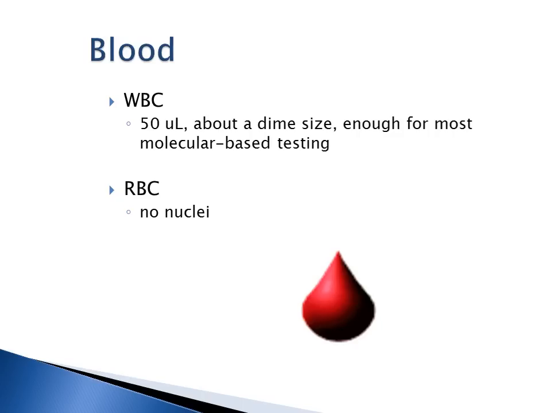So blood. White blood cells have a nucleus, red blood cells do not. So blood is a great source for using molecular techniques, but it's the white blood cells in the blood that are going to allow for this. And all you need is a little drop of blood, about a dime-sized drop, in order to obtain enough nucleic acid so that you can do a molecular-based test.